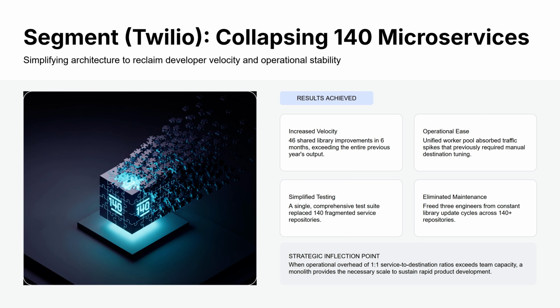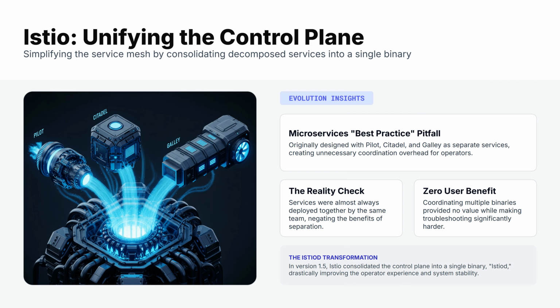Istio, the service mesh tool, was originally designed with a highly decomposed control plane, Pilot, Citadel, Galley, etc., to follow the microservices best practice. However, they realized that these services were almost always deployed together and managed by the same team. The complexity of coordinating multiple binaries and versions provided zero benefit to users while making troubleshooting harder. In version 1.5, they consolidated these back into a single binary called istiod, drastically improving the operator experience.